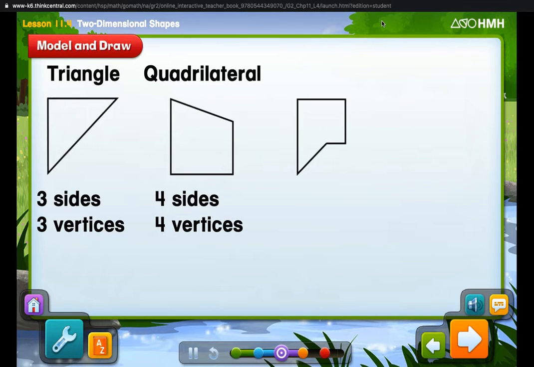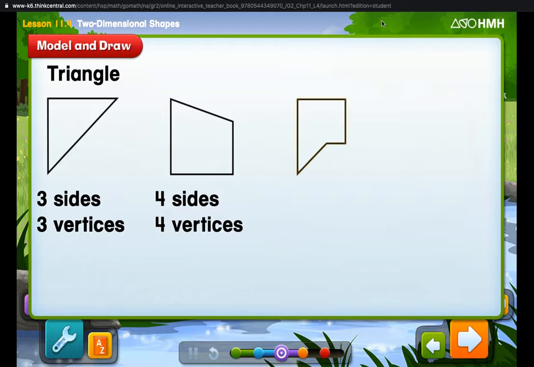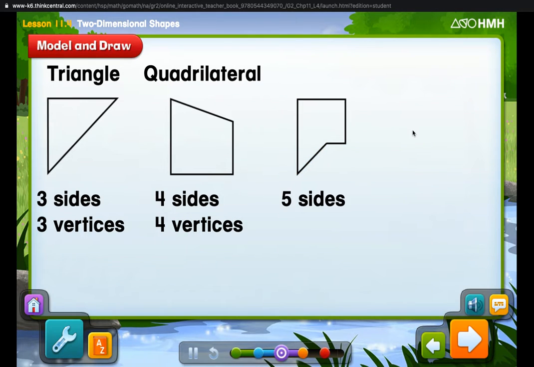Now it's your turn. Count the sides and vertices on this shape. Click to count each side. 1, 2, 3, 4, 5. There are 5 sides. Now count the vertices. 1, 2, 3, 4, 5. There are 5 vertices. This shape is a pentagon. Pentagons have 5 sides and 5 vertices.